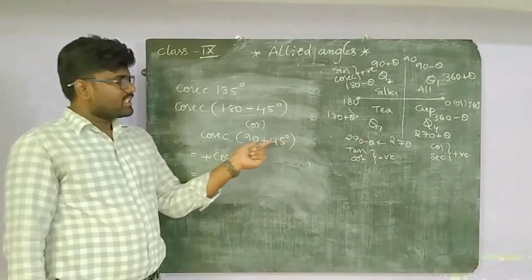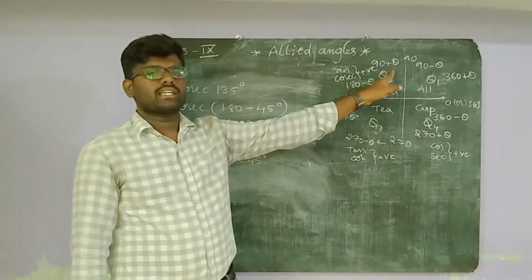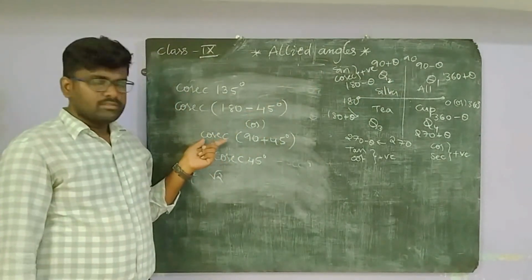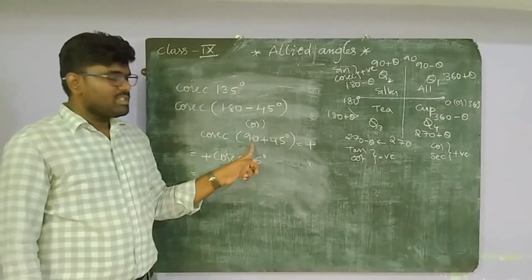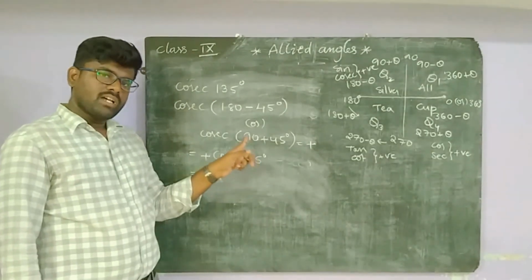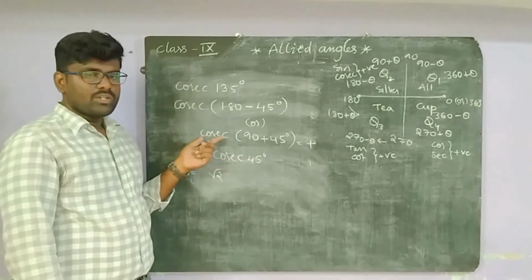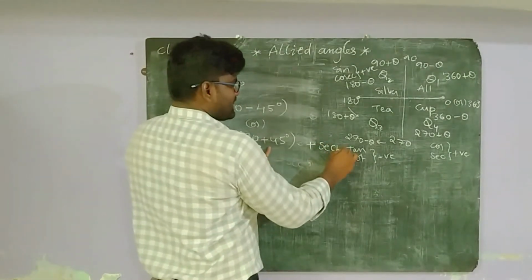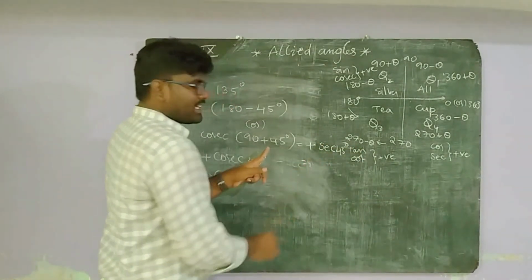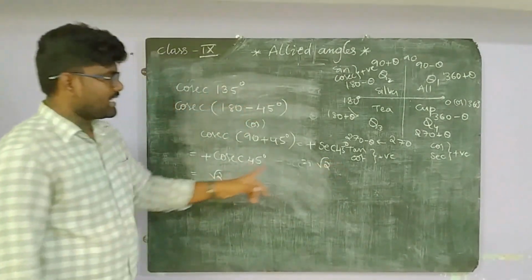Now we can check with the other one. Cosecant 90 plus theta. 90 plus theta is again the second quadrant. In the second quadrant, cosecant and sin are positive, so the answer is positive only. Next, is 90 an even multiple or an odd multiple? Odd multiple of 90. Odd multiple of 90 means the trigonometric function changes. Cosecant changes to secant. Secant theta, where theta is 45 degrees. Secant 45 value is again root 2. We are getting the same answer.